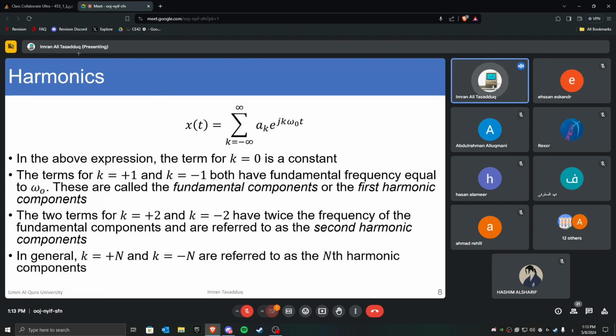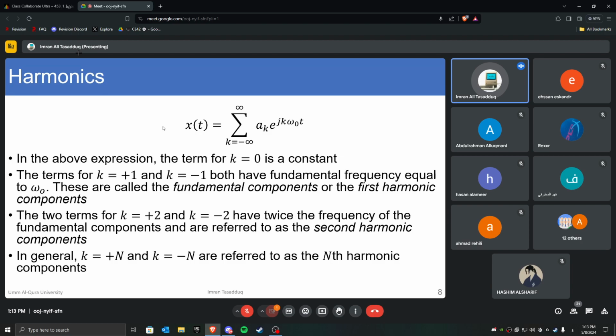All right. So last time we had started the Fourier series of periodic signals. So this was the expression for finding the Fourier series.